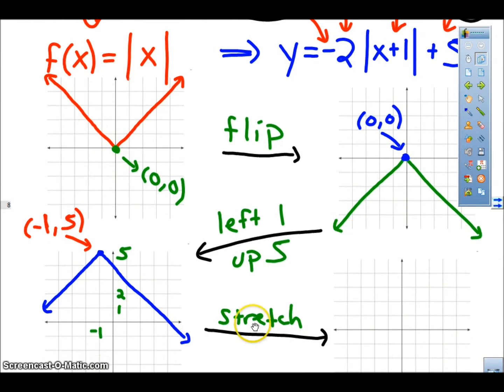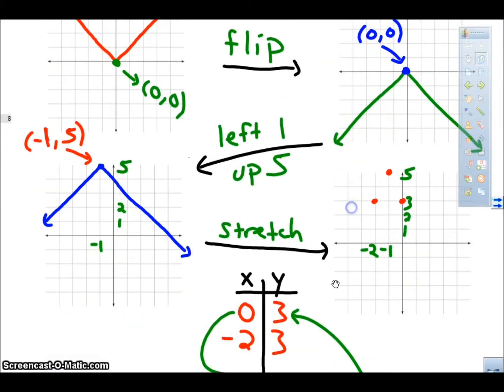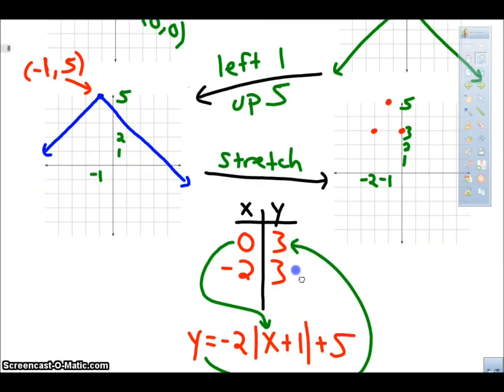In this case, it's stretching, so we'll do that last. And the way you account for that is by plotting points. And so I'm going to make a chart here, and I'm going to plot a couple of points. And the way I do that is choosing a couple of values of x. I don't really need that many because the V shape really has just 2 straight lines. And to get a straight line going, you just need 2 points lining up along that straight line.